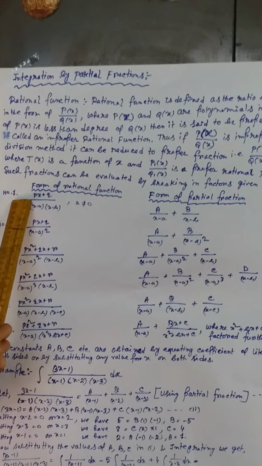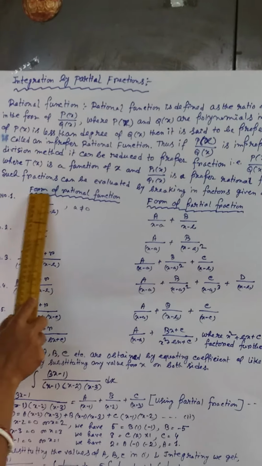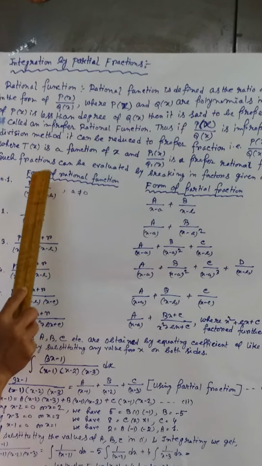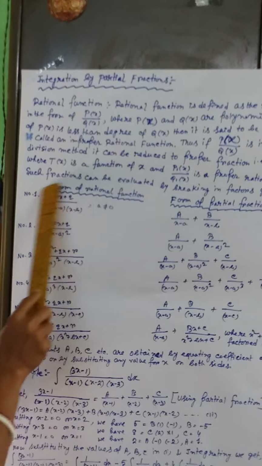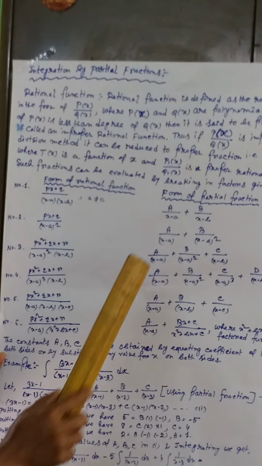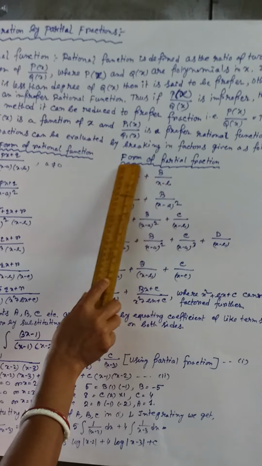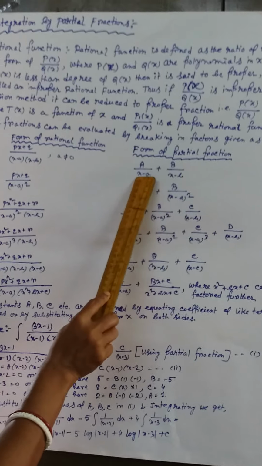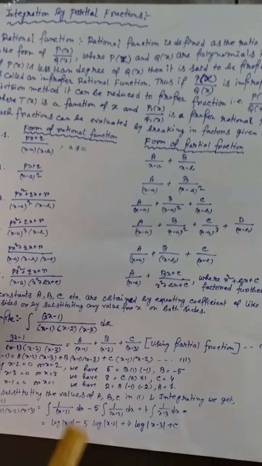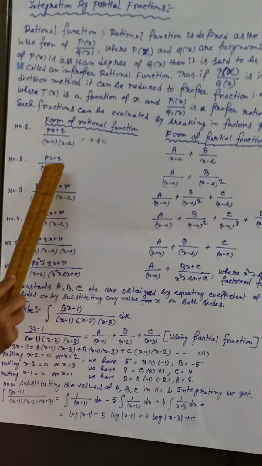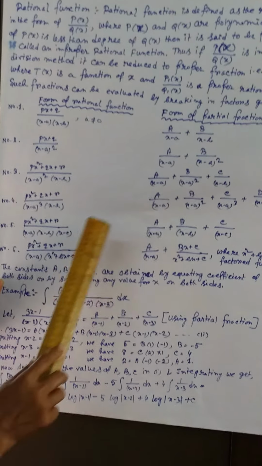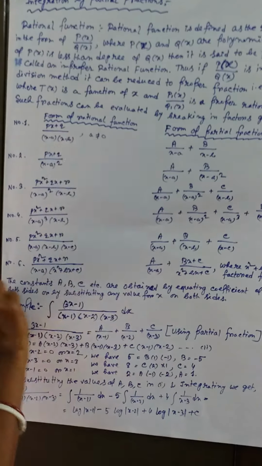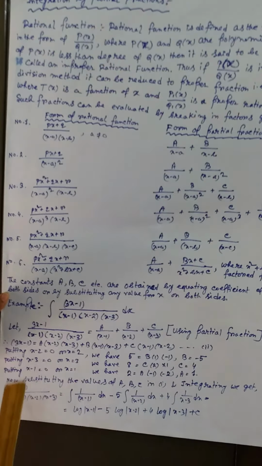Form number 1: if the rational function is (px + q)/((x - a)(x - b)), then the partial fraction is A/(x - a) + B/(x - b). Number 2: if the form is (px + q)/(x - a) whole square, then it is A/(x - a) + B/(x - a) whole square.